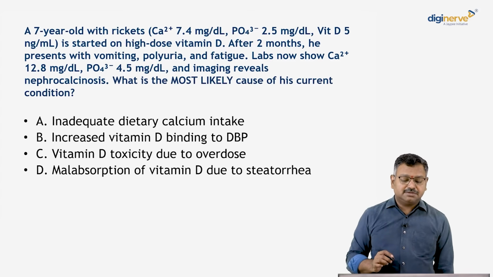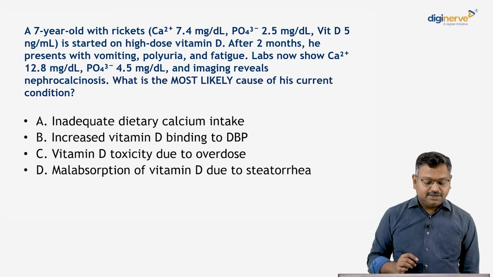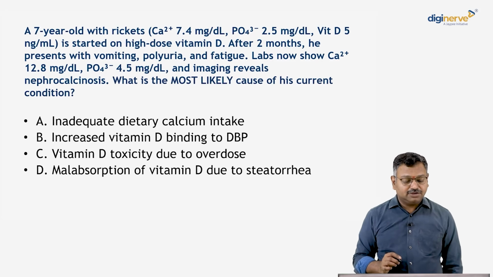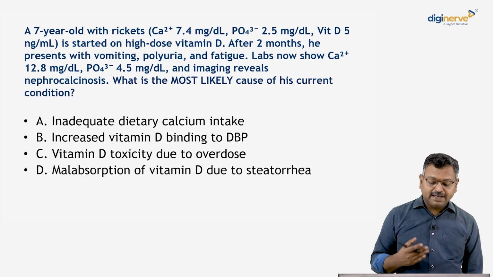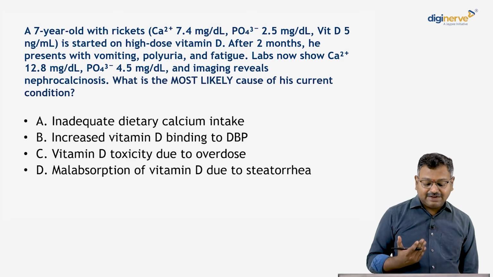7-year-old with rickets: calcium is 7.4, phosphorus is 2.5, vitamin D is 5. He was started on high dose vitamin D. After 2 months, the patient comes with vomiting, polyuria, fatigue. You find that the calcium is very high and phosphorus is also high, and there is nephrocalcinosis.